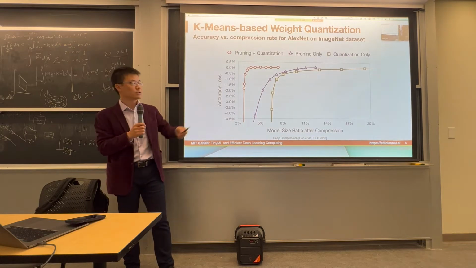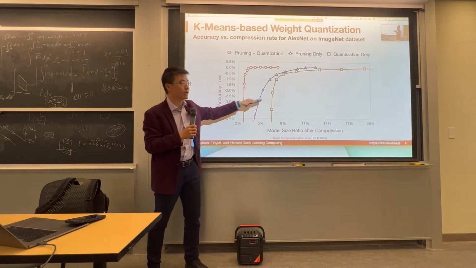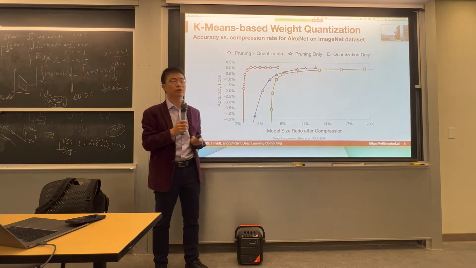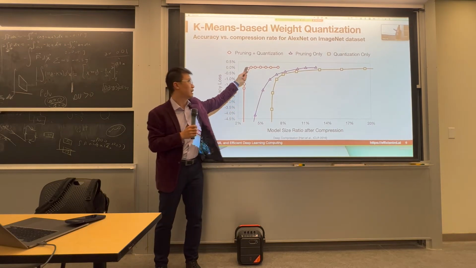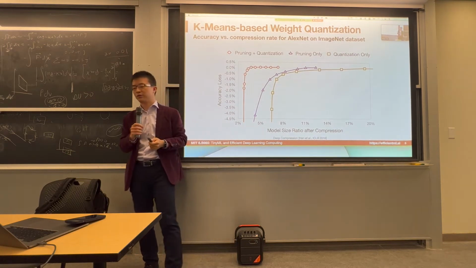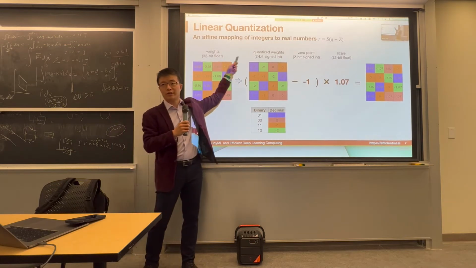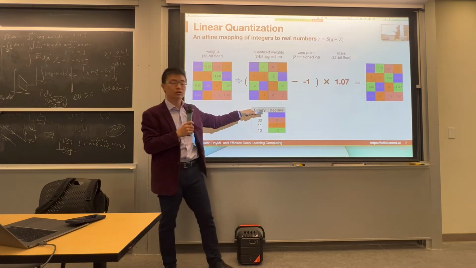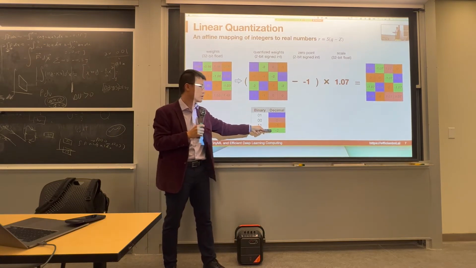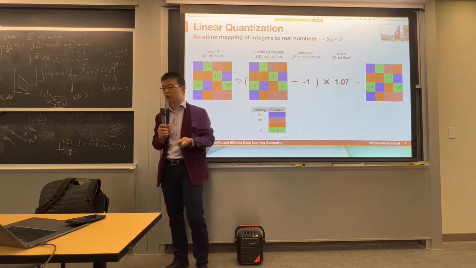You just save the storage, but it doesn't save the inference cost. This is showing how much we can compress by combining quantization with pruning, and reduce the model size to very tiny, like 3% of its original value. And then we talk about linear quantization, to have this linear codebook: -2, -1, 0, and 1 for 2 bits.